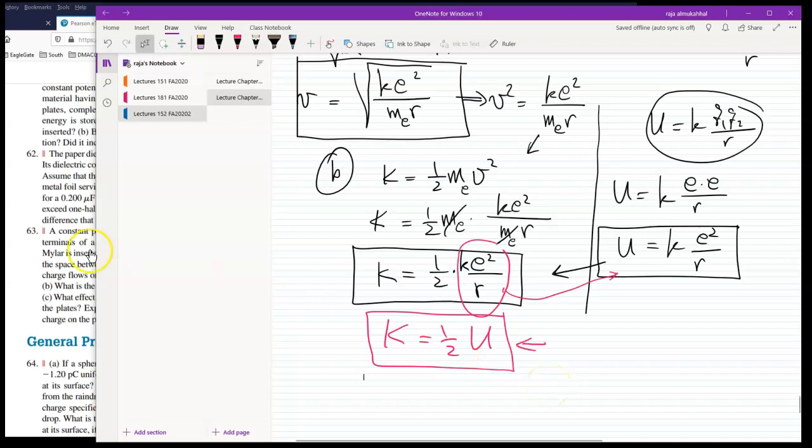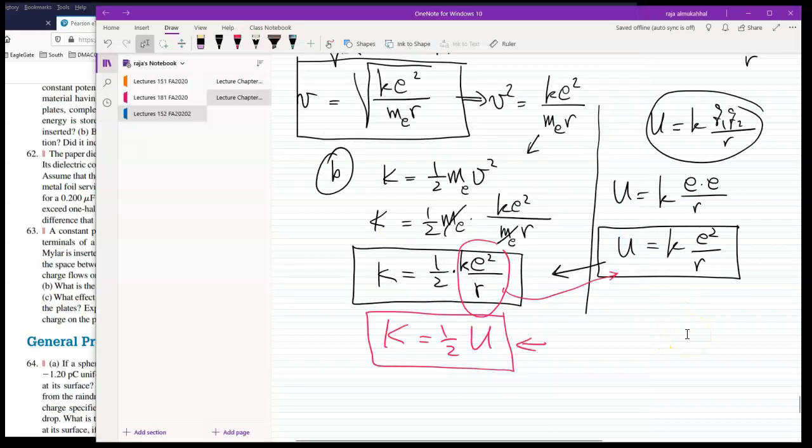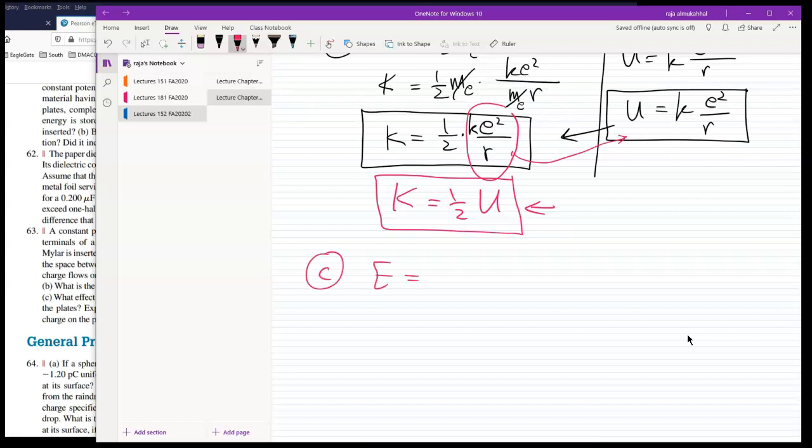That's interesting, okay? And part C, he said, obtain an expression for the total energy and evaluate it using r equal to that. Okay, so I'm going to have you do the numerical part, but let's get an expression for the total energy now. Well, the total energy is equal to what? Kinetic plus potential. Well, what is the kinetic? I just got it. The kinetic is half of U. Is that right? Plus U.